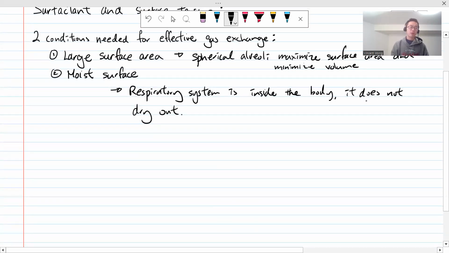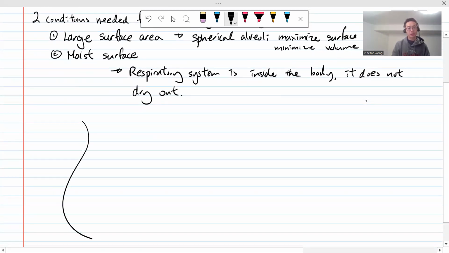So, what's the problem? Well, let's take a look at our alveoli. This is the alveoli.